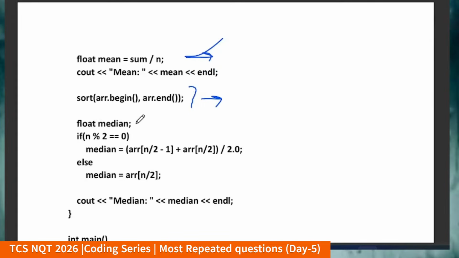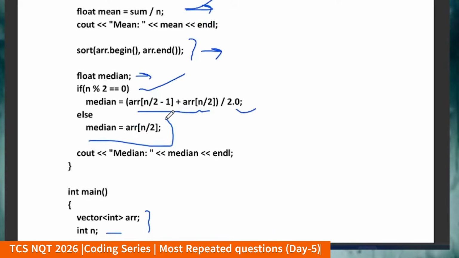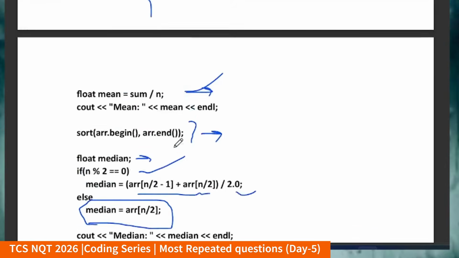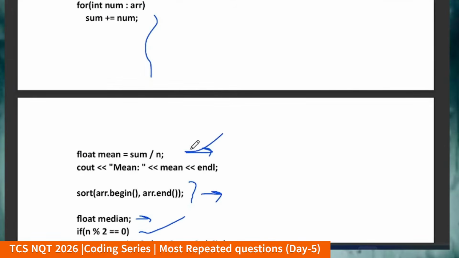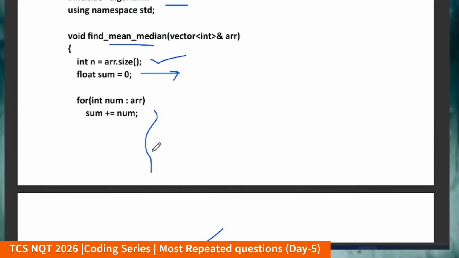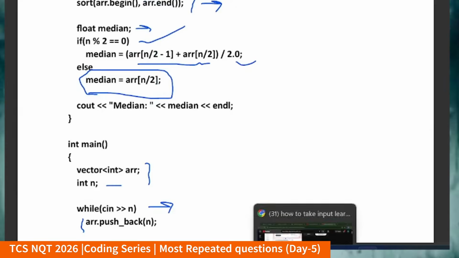So now declaring the median variable, and if n % 2 == 0, which is if the number of elements is even, then I will calculate the sum of the middle two elements divided by 2.0, and if it is odd, then I will just return the middle value. That is our case. So let me come to the compiler and show you the exact things.